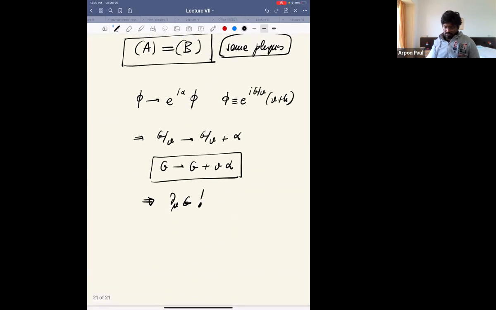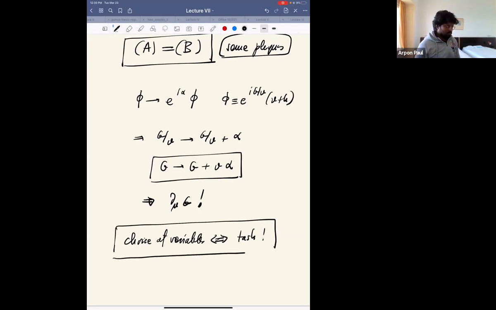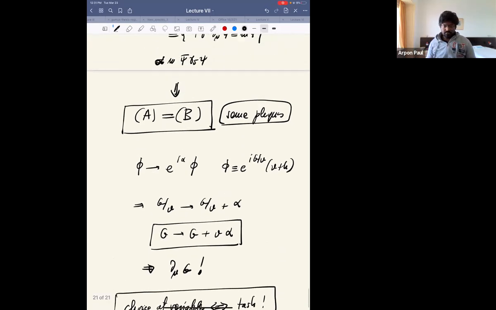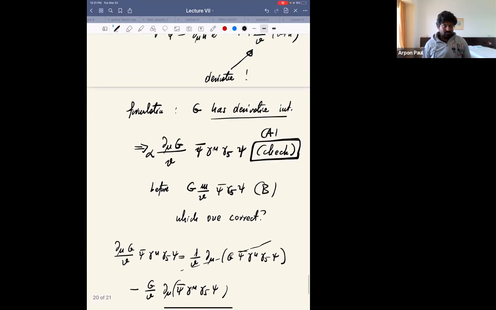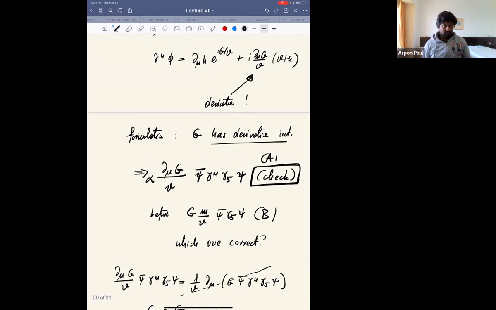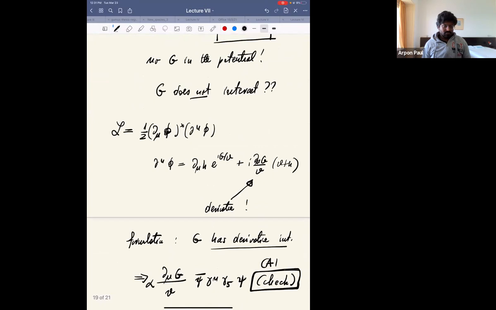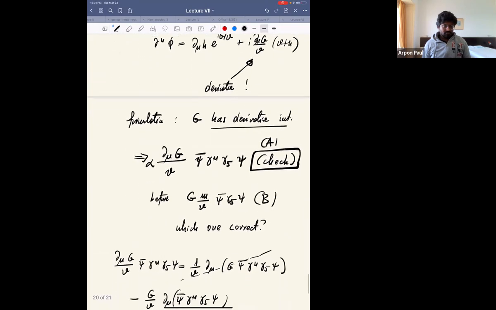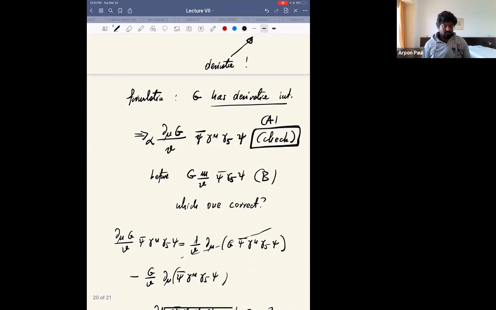So in other words, the choice of variables corresponds to your task. Sometimes you want to see what is going on. And to see what is going on generically, for example, this particular formulation A is very useful. I don't care about the model, because when I write it like this, the interaction has to be derivative. So I have a generic property of the Goldstone bosons. They have derivative couplings, and they must couple to the pseudoscalar current.